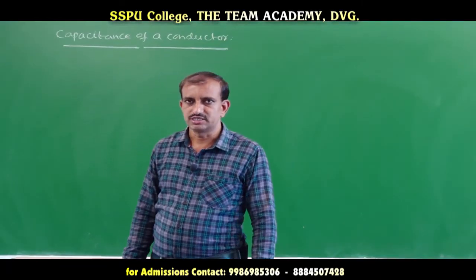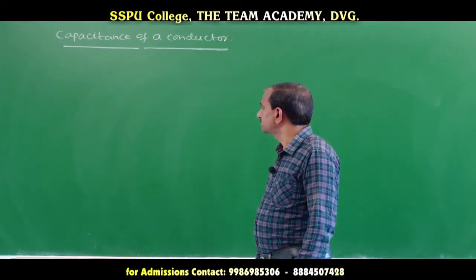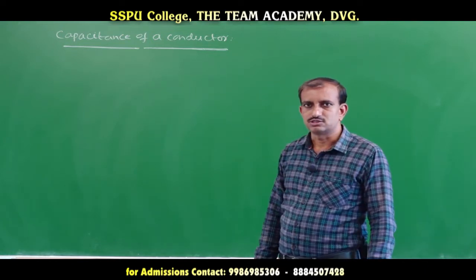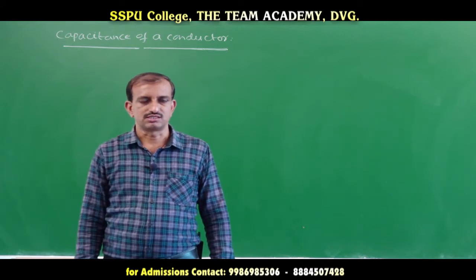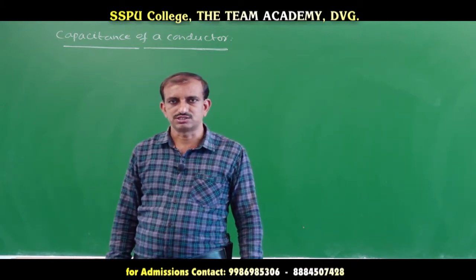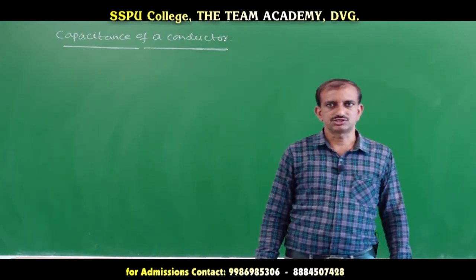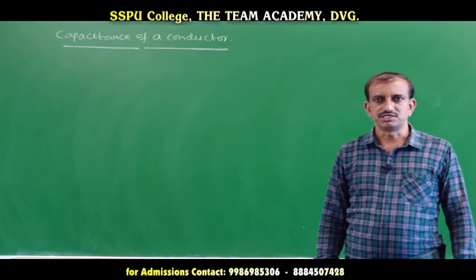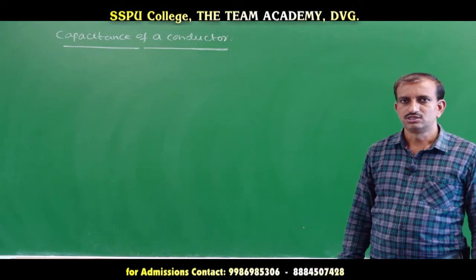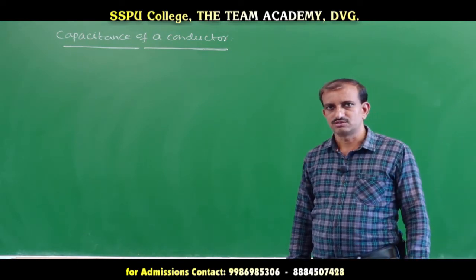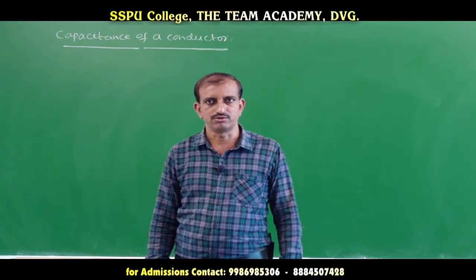Let us study the capacitance of a conductor. Capacitance of a conductor is defined as the ability of a conductor to store electric charges. It is called the capacitance of a conductor. Or capacitance of a conductor can also be defined as the ratio of charge given to the conductor to the potential of the conductor, so that we can raise the potential of the conductor by V volt.